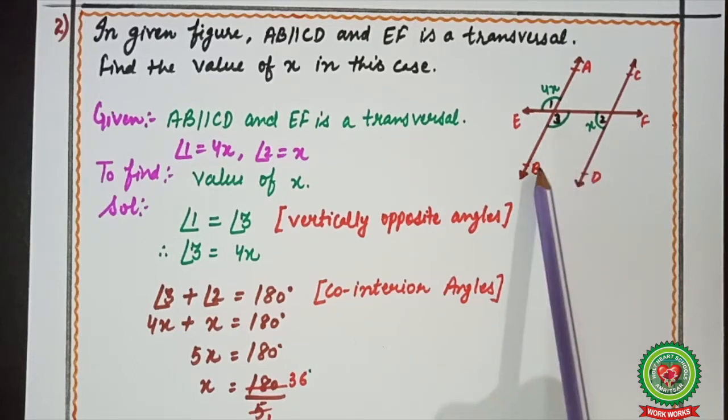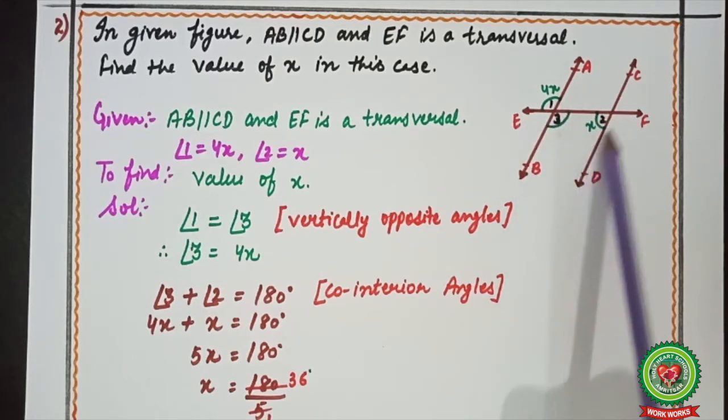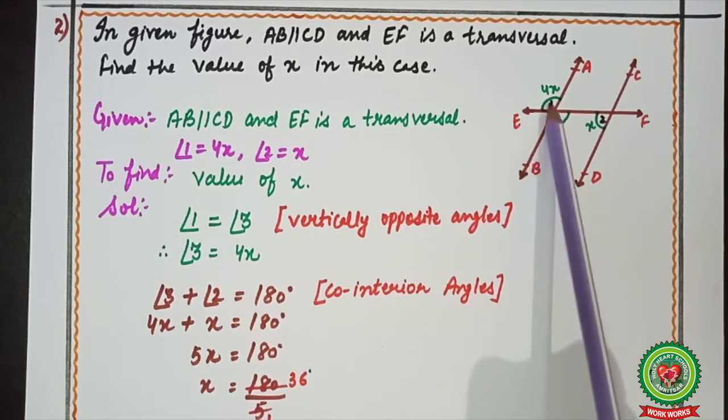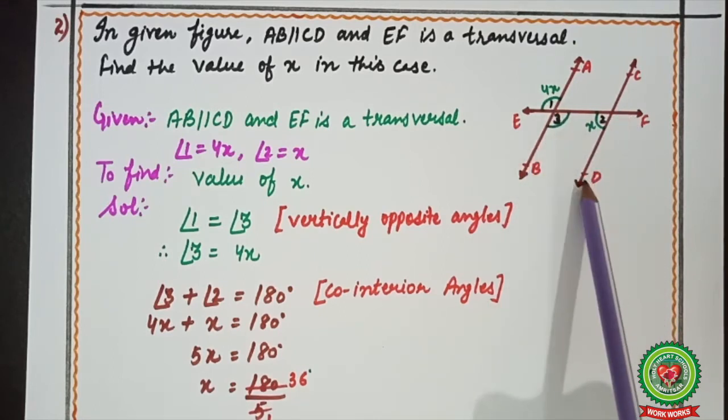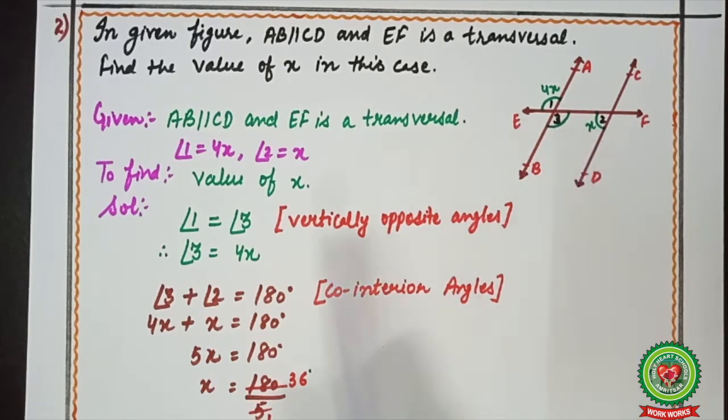Now you can see that this is the shape of what? It is a big bracket. And in a big bracket, which angles form? Co-interior angles form. So here you can apply co-interior angles, that is angle 3 plus angle 2 is equal to 180 degrees, and on the right-hand side you will write co-interior angles. So angle 3 is what?